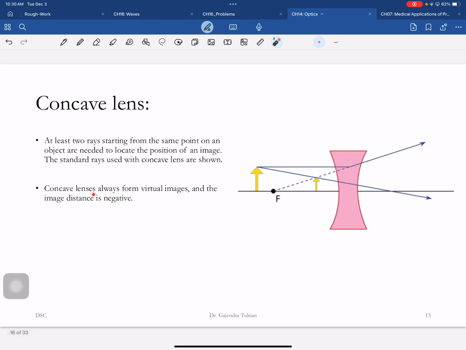Concave lenses always form virtual images. So this is the lens that I have, and that's my far point. Every object, its image is formed. It's a virtual image formed in front of my far point.